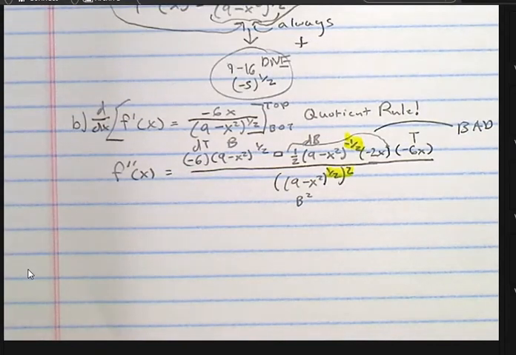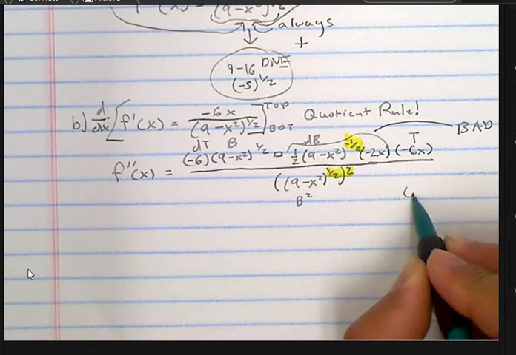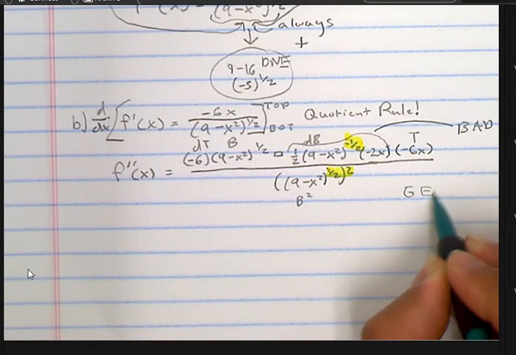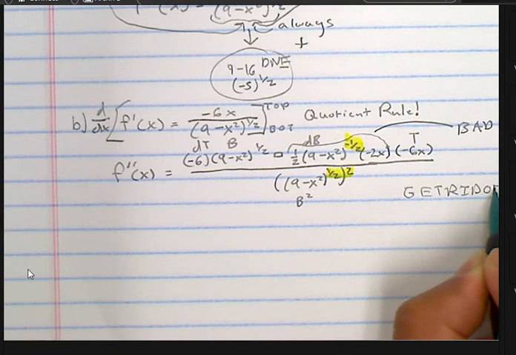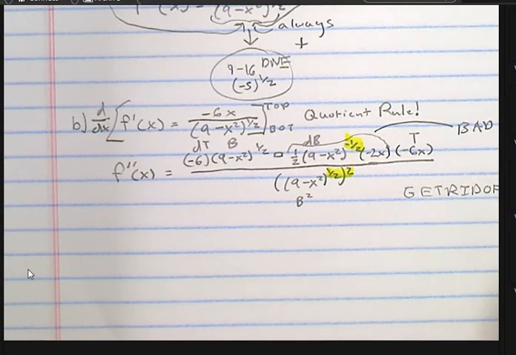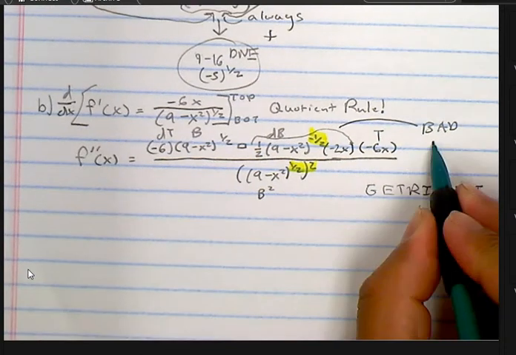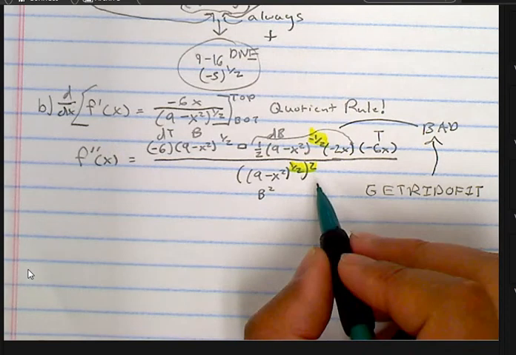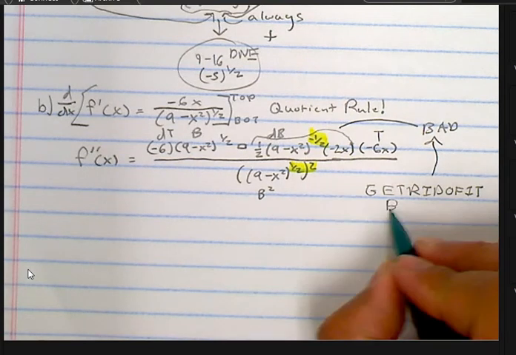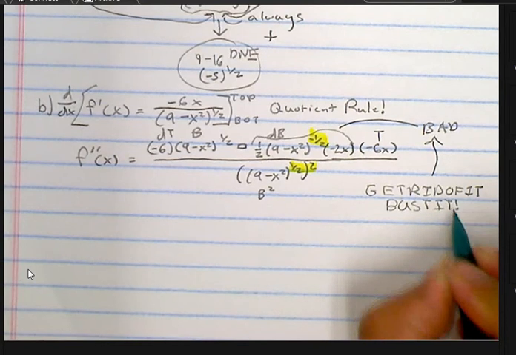Moving on. So we go to get rid of it. Okay? Get rid of the bad thing. How do we do that? We can't just flip it to the bottom. That would be bad. We have to bust it up. Okay?